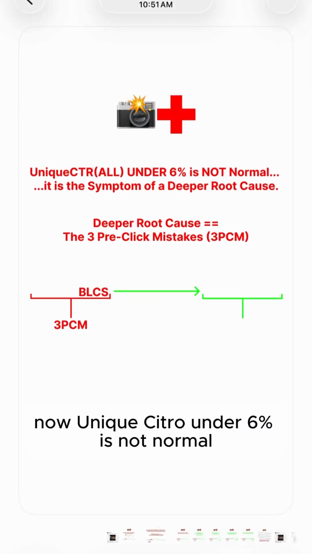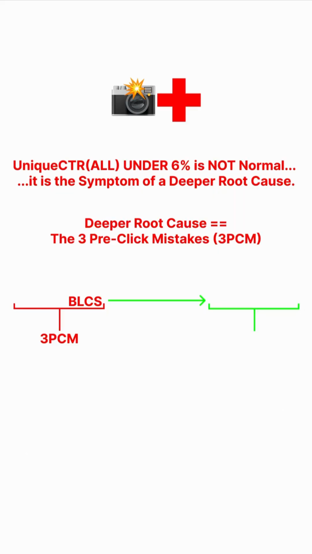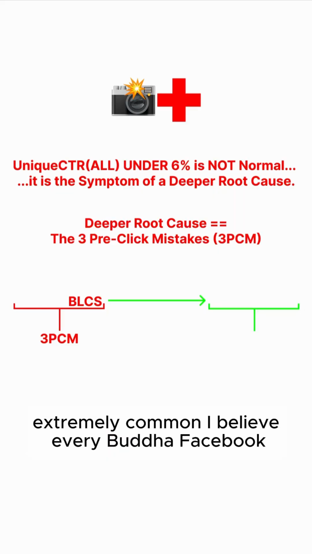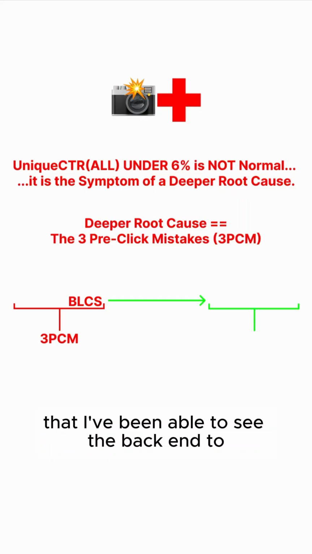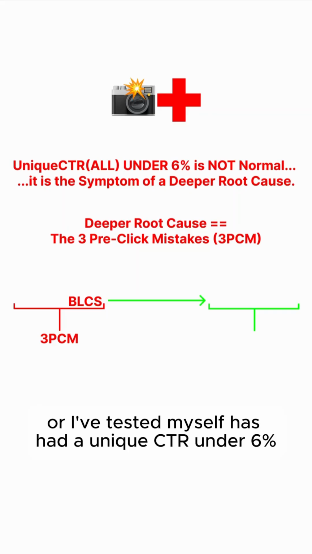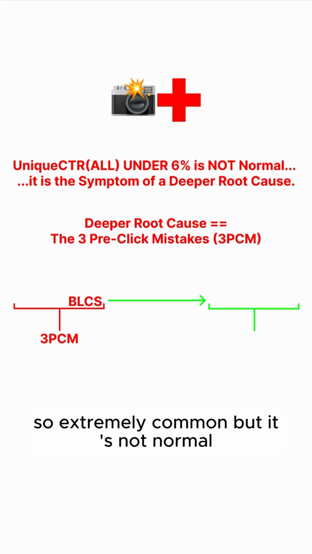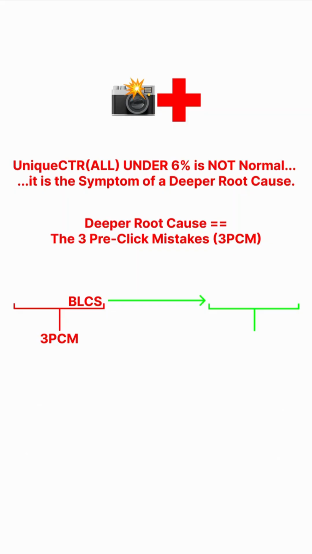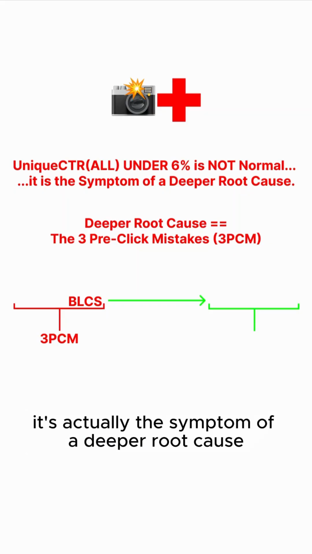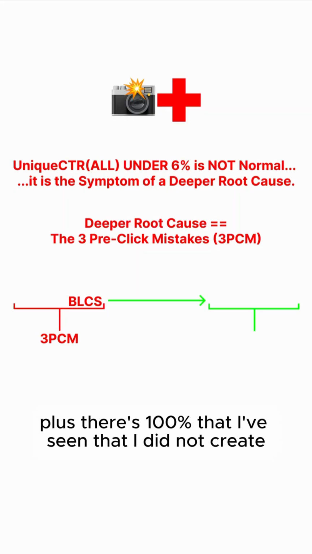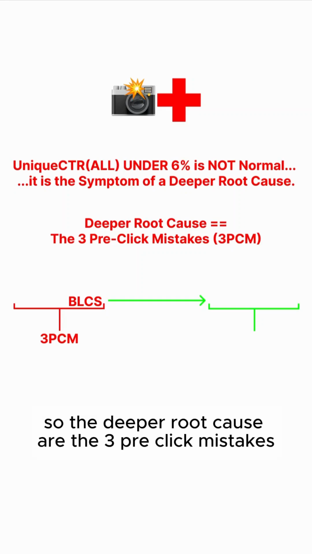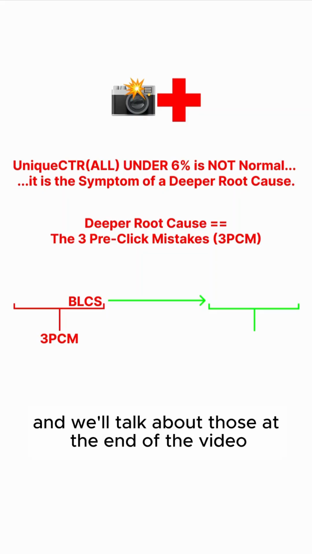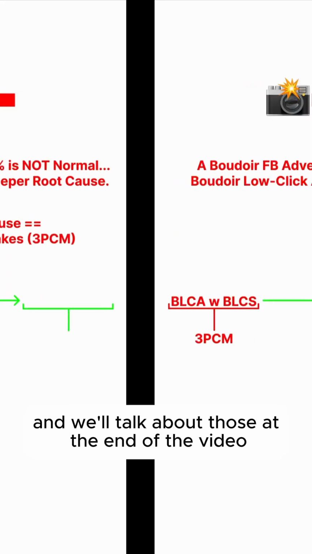Now, unique CTR under 6% is not normal. Extremely common, I believe. Every Boudoir Facebook ad I have seen that I've been able to see the back end to, or I've tested myself, has had a unique CTR under 6%. So extremely common, but it's not normal. It's actually the symptom of a deeper root cause. 100% that I've seen that I did not create had BLCS. So the deeper root cause is the 3 pre-click mistakes, and we'll talk about those at the end of the video.